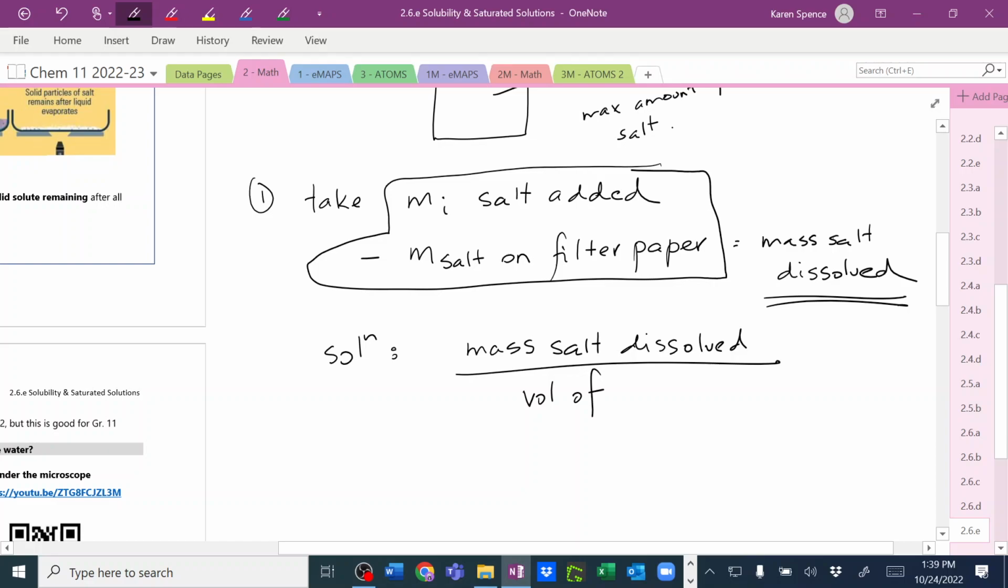So here's our idea. We take the mass of the salt that we added, that we dumped in, and we subtract the mass of the salt on the filter paper, which would require us to know the mass of the filter paper, yes? The only thing I'm going to change from what you did, you said take the volume of water that we put in initially.